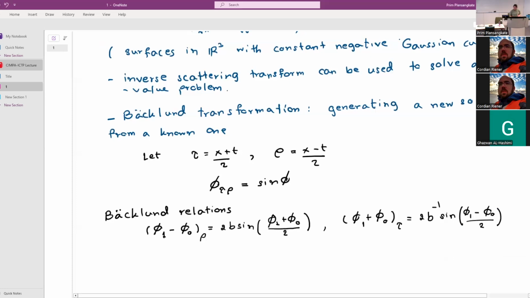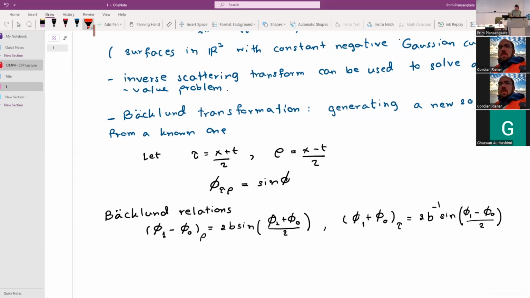Okay. So what do these relations mean? It says that suppose you know a solution of the sine-Gordon equation, say phi naught. Then if you can find another function phi1 that satisfies this equation, when you plug phi naught in, then this phi1 is also a solution of the sine-Gordon equation here. And this system of equations is easier to solve, because it's first order, and this one is second order.